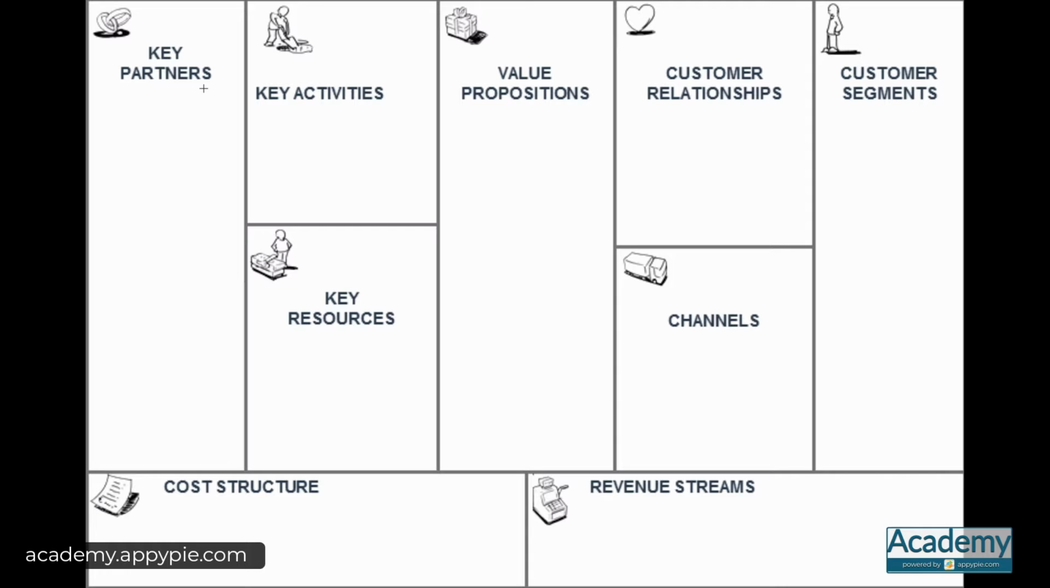So you can sometimes have lines and arrows going from one to another. It's not particularly necessary, but it makes it a little nicer and more engaging to fill this out. So let's go over what your key partners are.